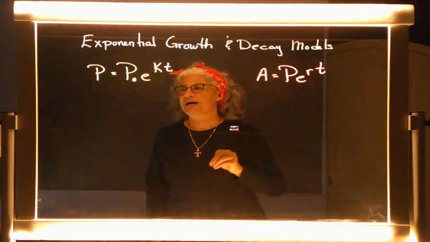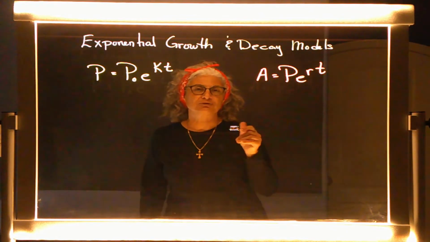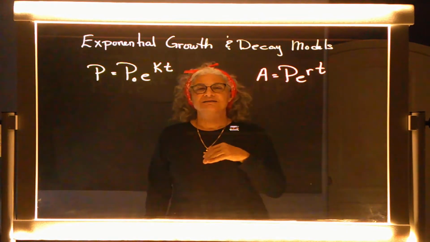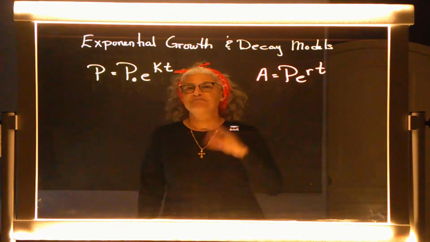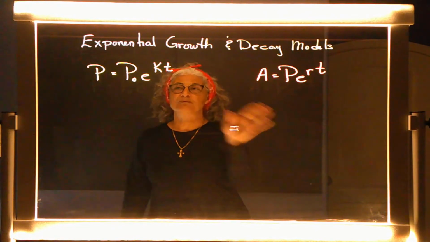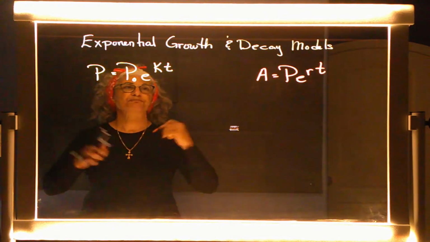If we're talking about looking at a population of insects, or if we're talking about looking at something like radium, those of you in chemistry, you know what I'm talking about. Anyway, regardless, y'all with me? The formulas are exactly the same. What has changed are our variables. So let's take a look at the variables.